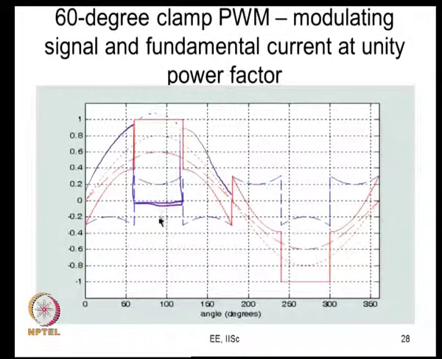So, for unity power factor, with the same amount of load current, but the power factor now unity, you will see that the switching loss is low. The switching loss will be lowest for 60 degree clamp PWM when you are looking at unity power factor. So, as the power factor goes on reducing, or the power factor angle goes on increasing, the switching loss will also go on increasing.